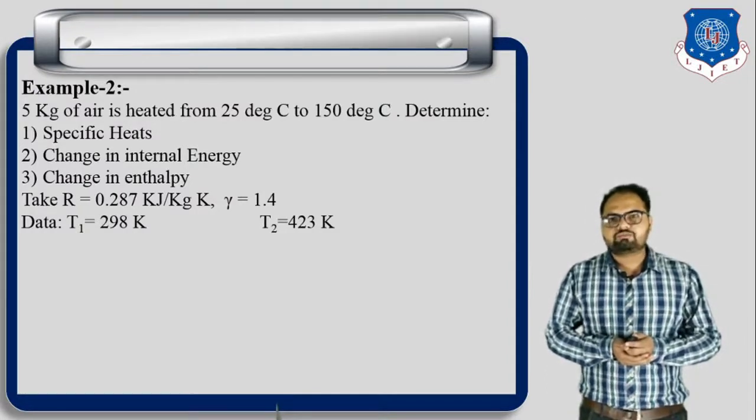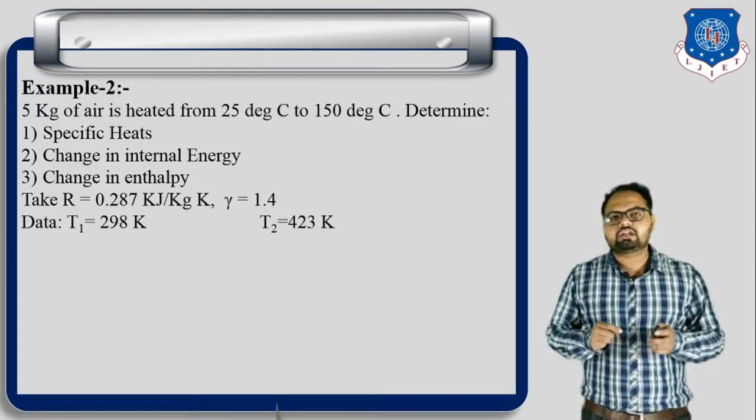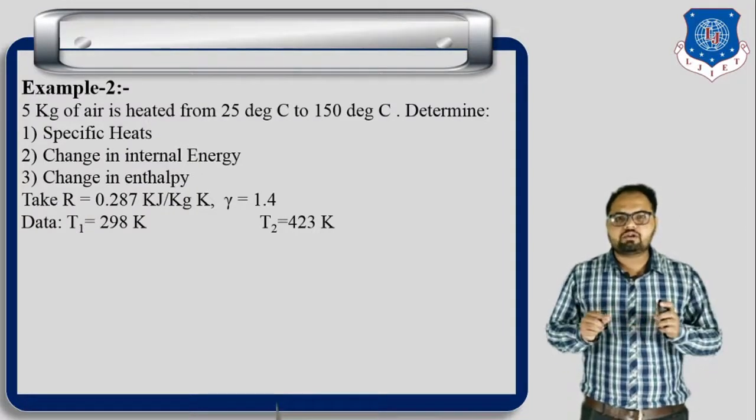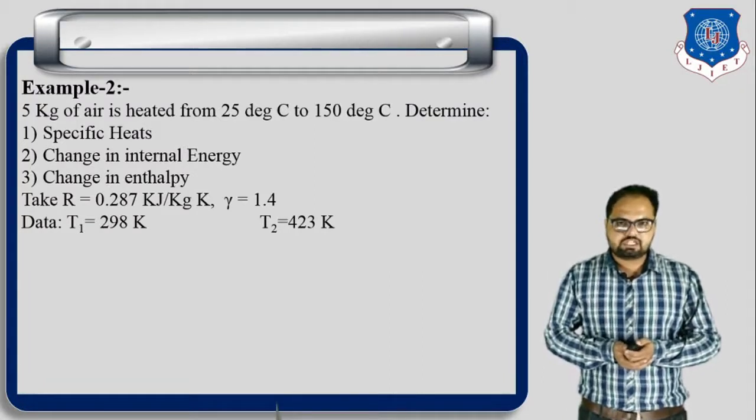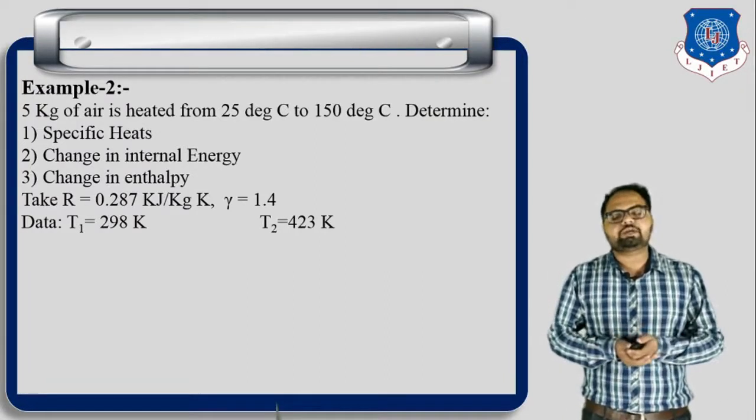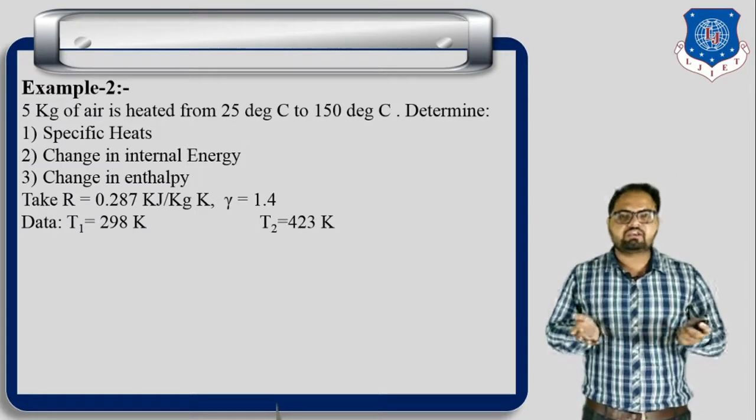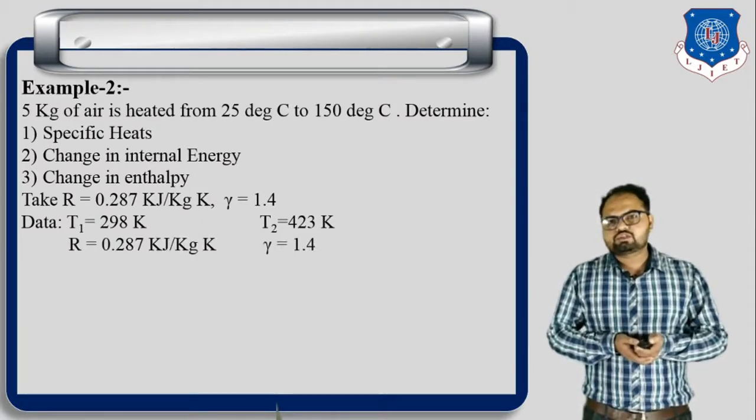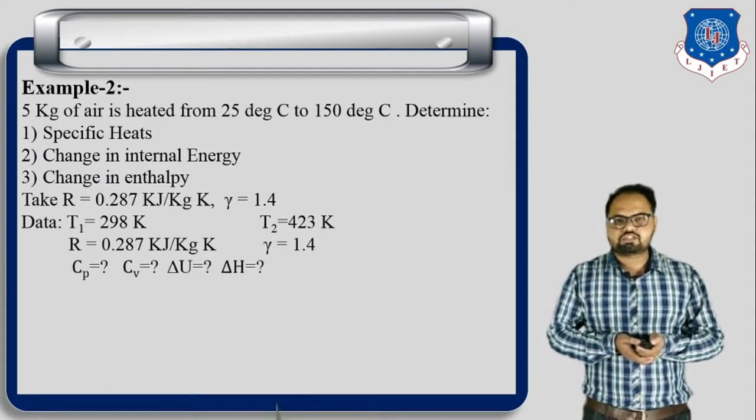Except for the constant temperature process, all the equations related to change in internal energy and change in enthalpy remain the same. In all processes, the change in internal energy is dU is equal to m Cv (T2 minus T1), and change in enthalpy delta H is equal to m Cp (T2 minus T1). So we can use any process for solving this numerical. So let's start. R and gamma are given. We need to find Cp, Cv, delta U and delta H.